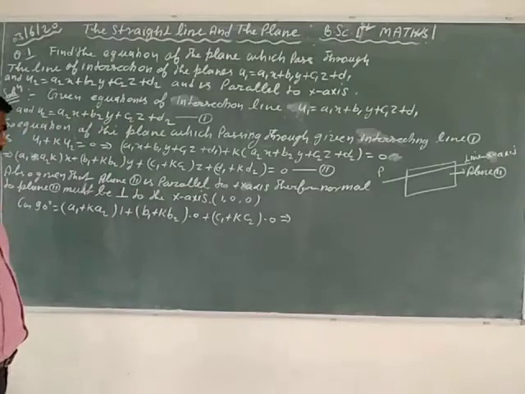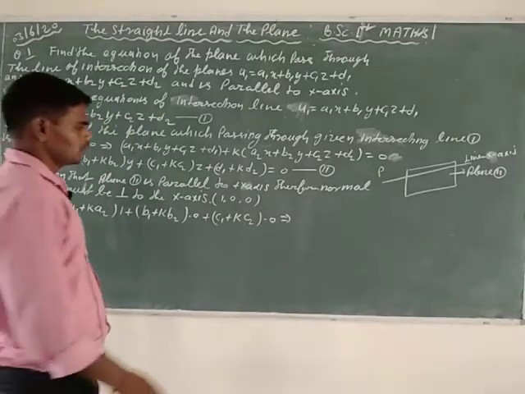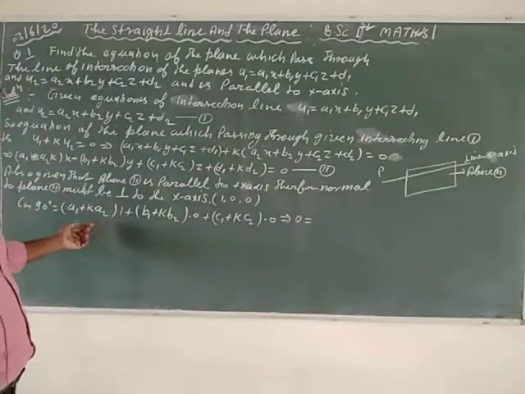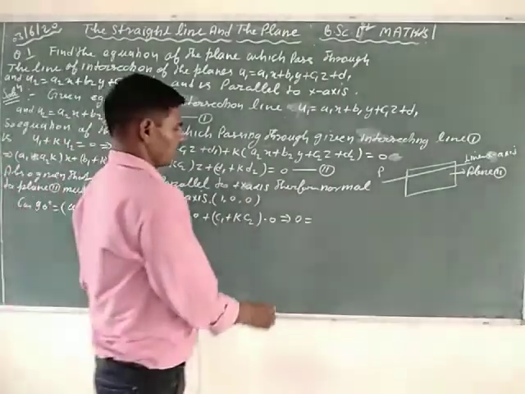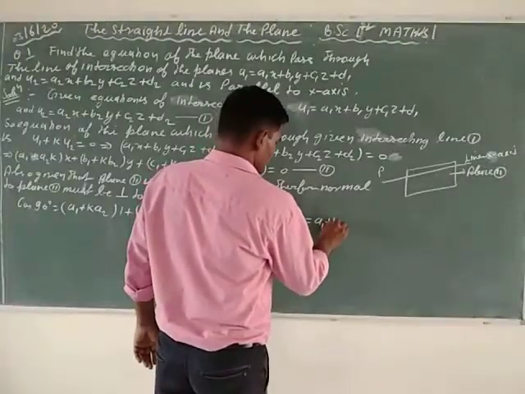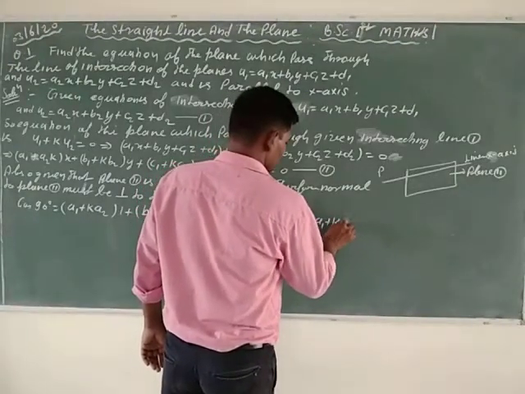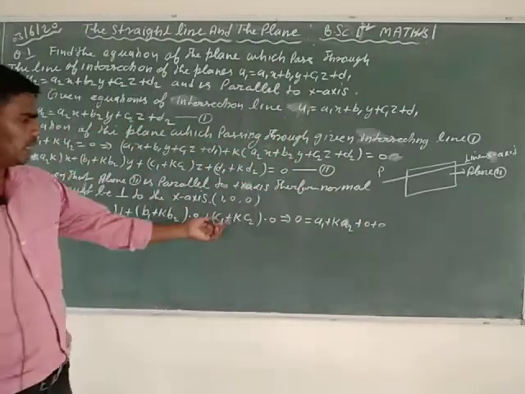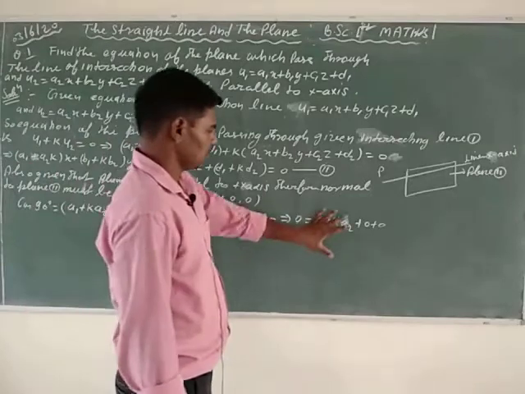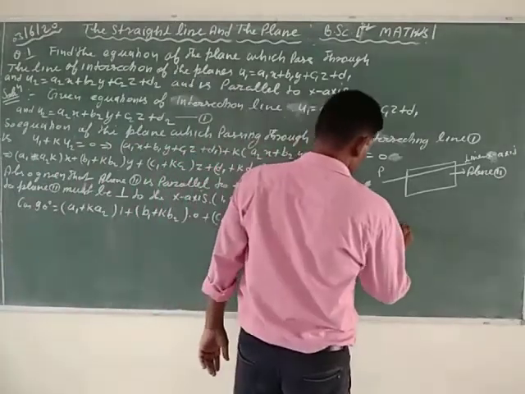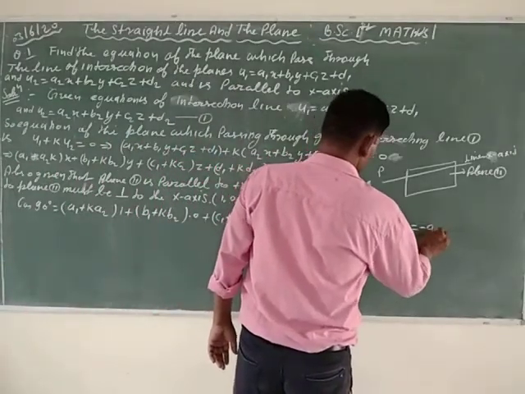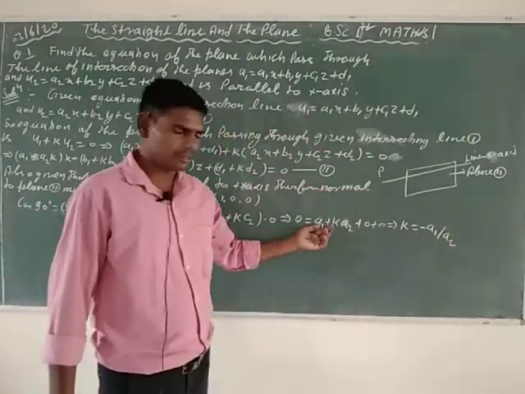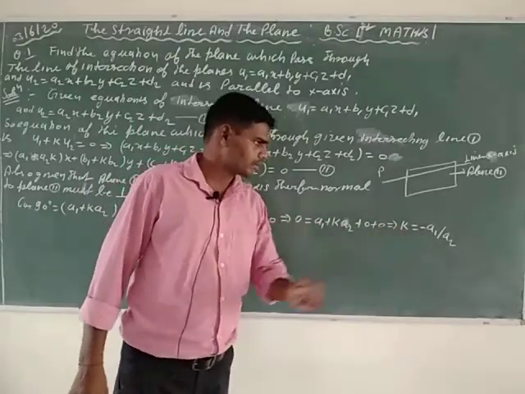After simplification, cos 90 is equal to 0, as you know. So 0 = (a1 + k a2) plus 0, because the other terms are multiplied by 0. Simplifying, we find the value of k: k = -a1/a2.